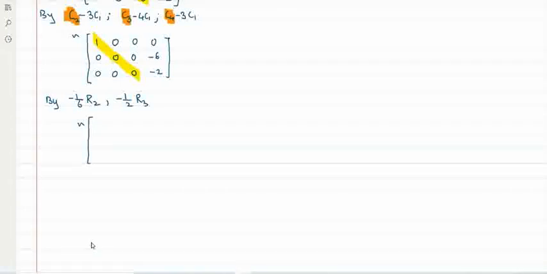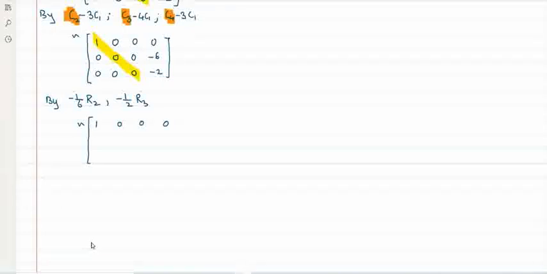Now you are applying a column transformation. That's why you have to... Sorry, you are applying a row transformation. You have to write the matrix row wise. So these two transformations show a change in the second and third row. First row, no change: 1, 0, 0, 0.